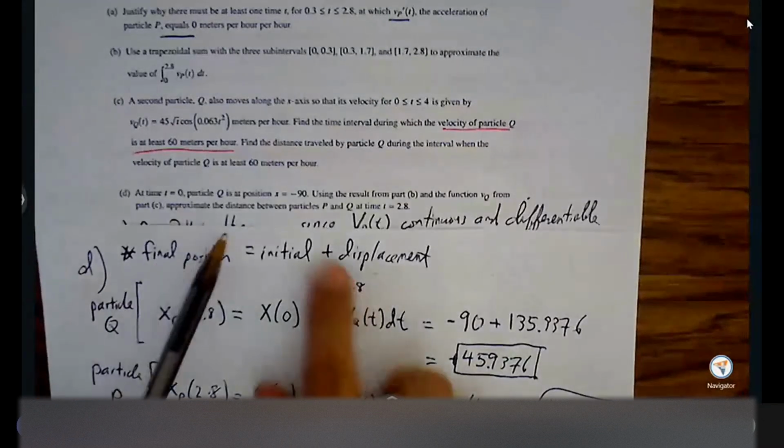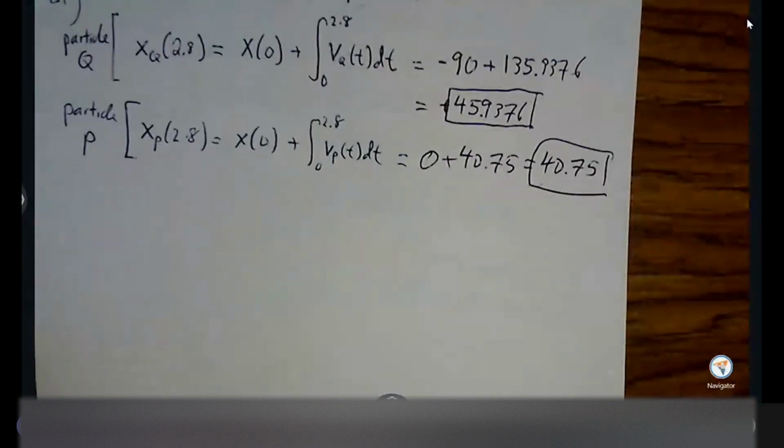So the problem just says, what is the distance between the two particles? So if we just subtract those two values, we have the distance.